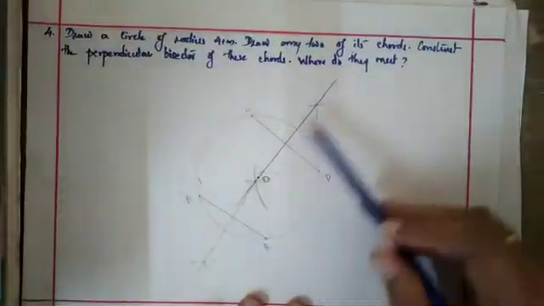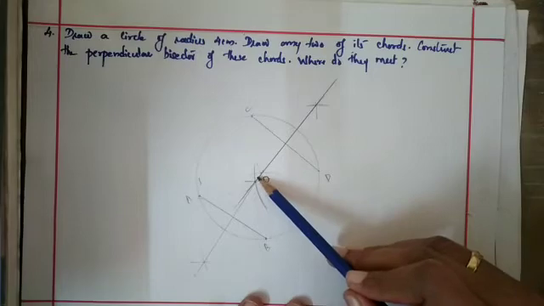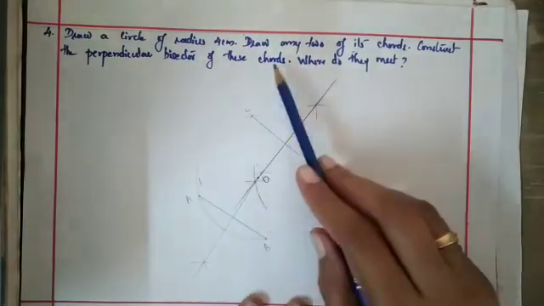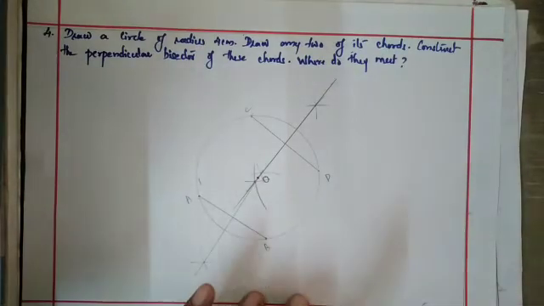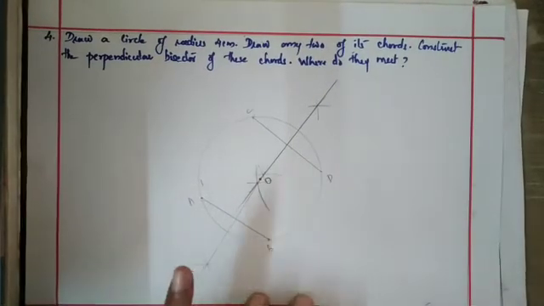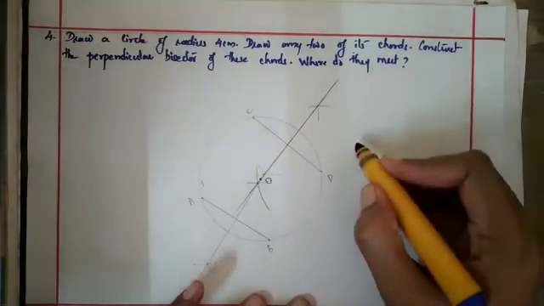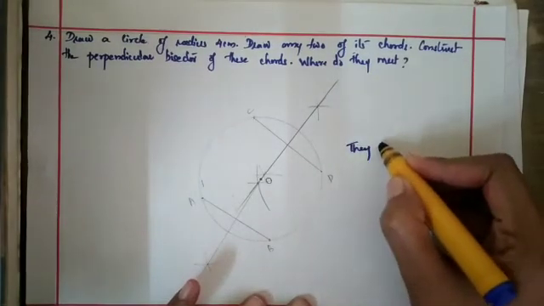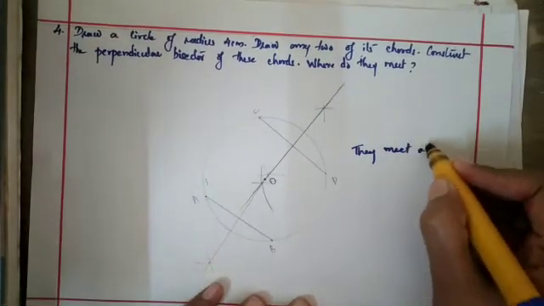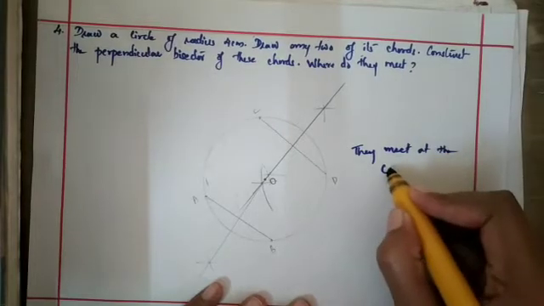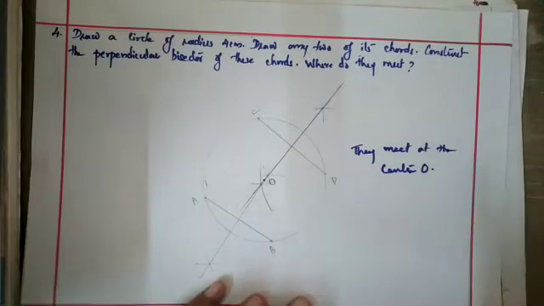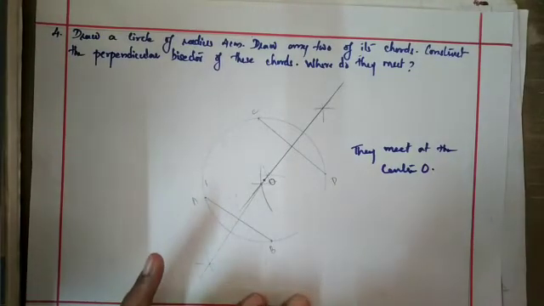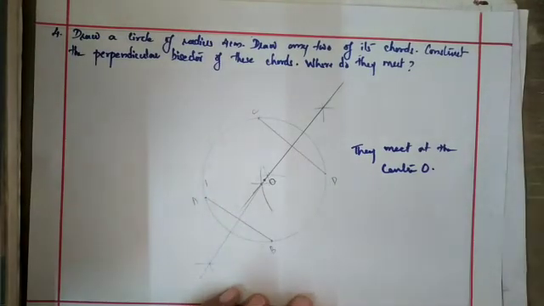So these two perpendicular bisectors meet at the center. The bisectors of these chords, where do they meet? They meet at the center O. Hope all of you understood how to draw the perpendicular bisector.